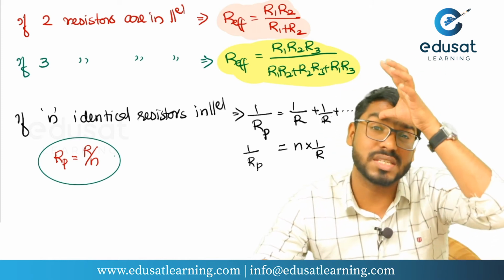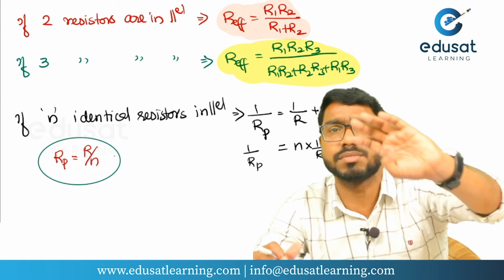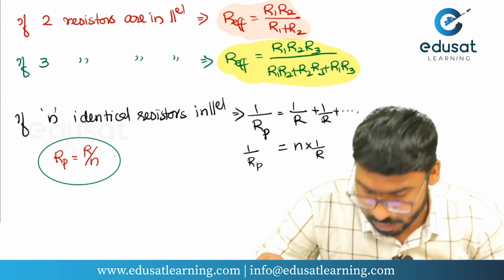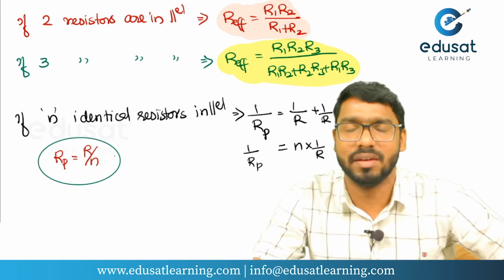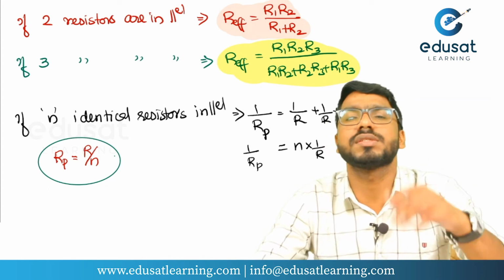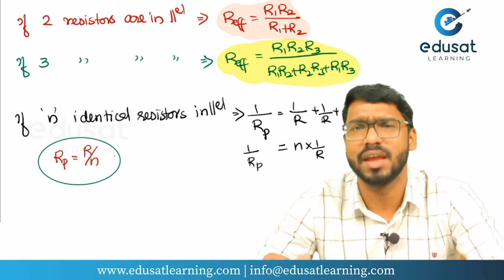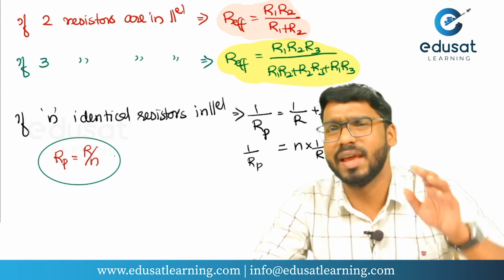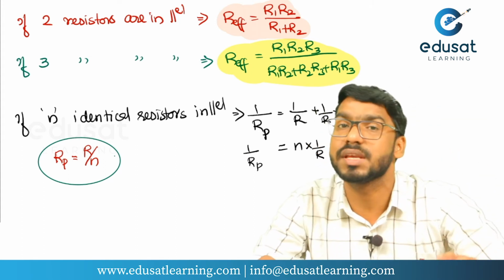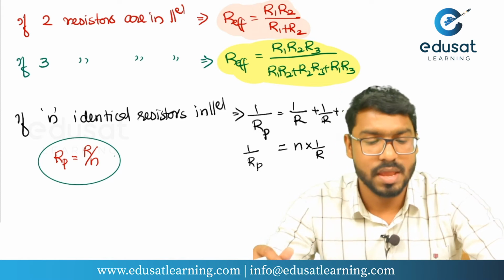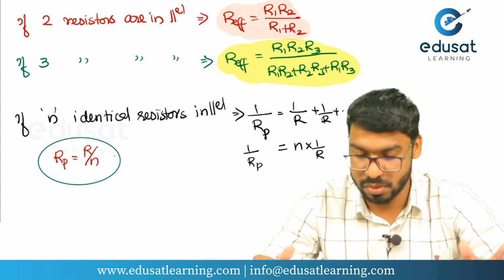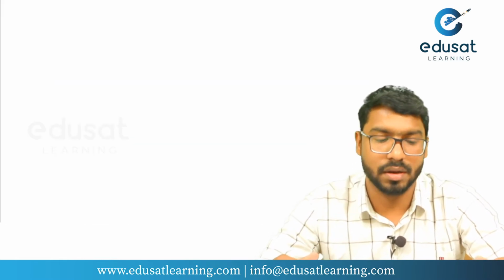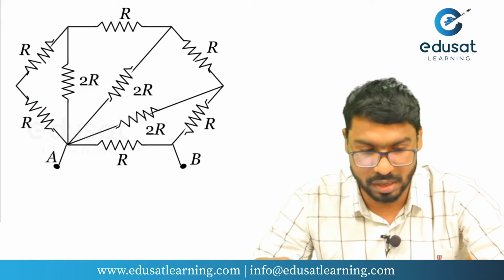So if resistance R is connected n times in parallel, then we have to divide R by n. That is the effective resistance in parallel. Here we can say current is equally divided, like in series connection the potential difference is equally divided for identical resistances. Here current is equally divided when n identical resistors are connected in parallel.